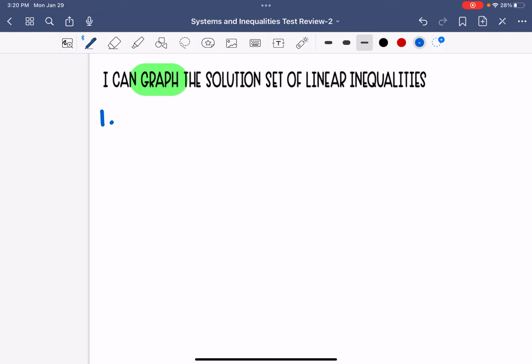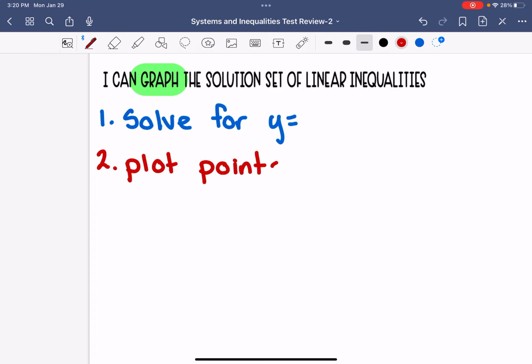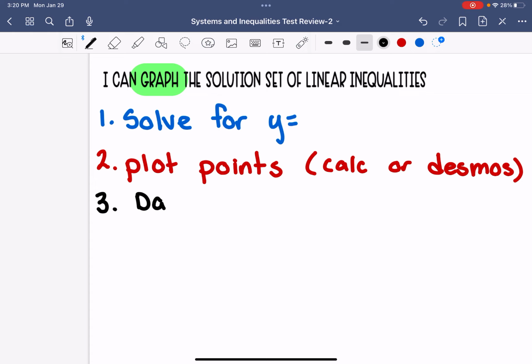The steps for that are to first go ahead and solve for y. Okay, solve it into y equals. Our second step is going to be to plot points using either our calculator or using Desmos. Either one, calculator or Desmos. Step 3 is going to be to decide if we need a dashed line or a solid line. Okay, dashed line or a solid line. And then our final step on linear inequalities is going to be to either shade up or down.